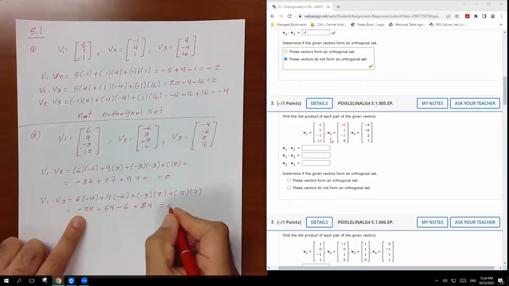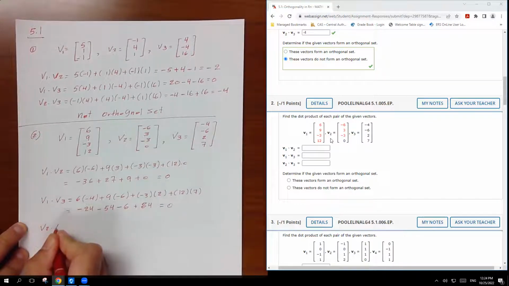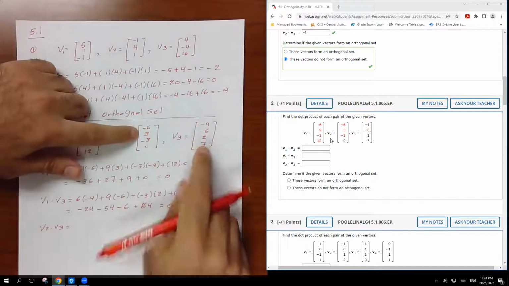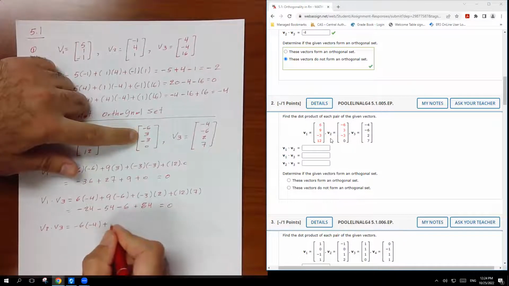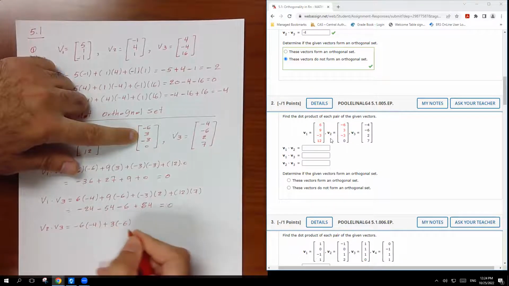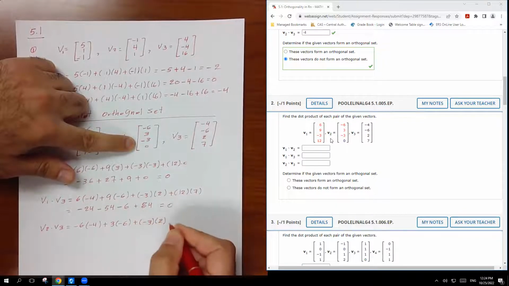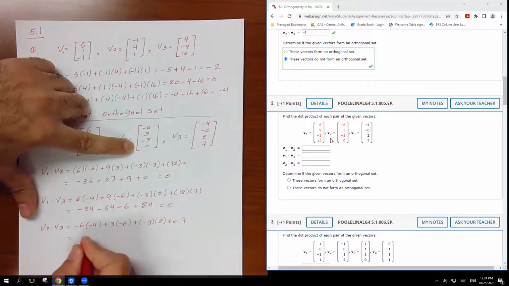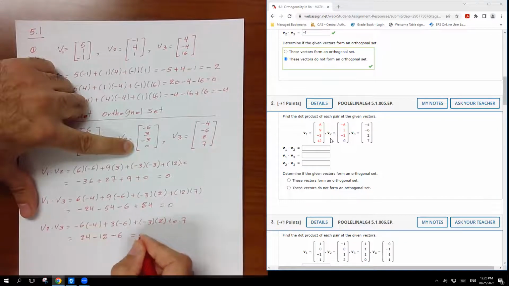So the result is going to be 0. Now, V2 times V3 is going to be V2 and V3. So it's going to be -6 times -4 plus 3 times -6 plus -3 times 2 plus 0 times 7. And the result, this is 24 minus 18 minus 6. And the result is going to be 0.